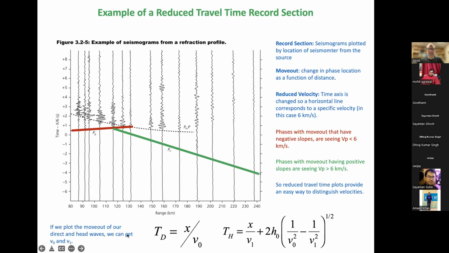And if we plot the move out of our direct and head waves, we can get velocity 0 and velocity 1, because the direct wave is x over v naught. So the slope is going to give us 1 over v naught, and the slope of the head wave is going to give us 1 over v1.